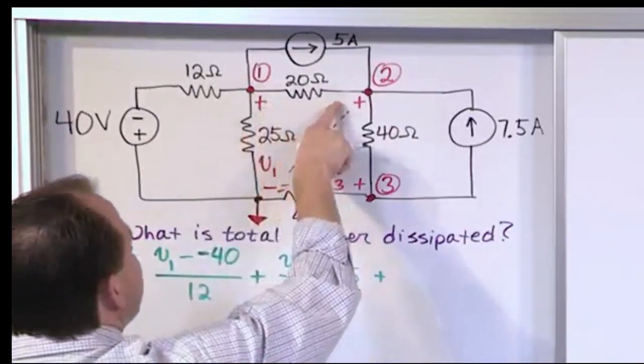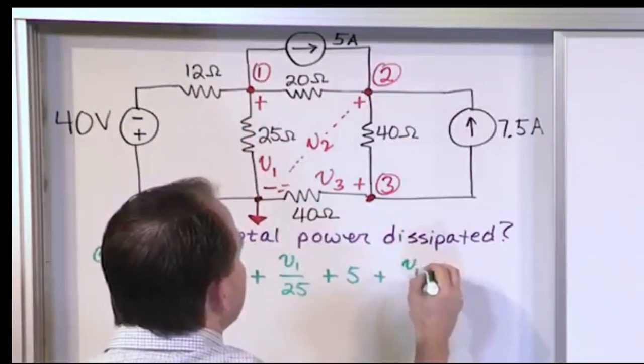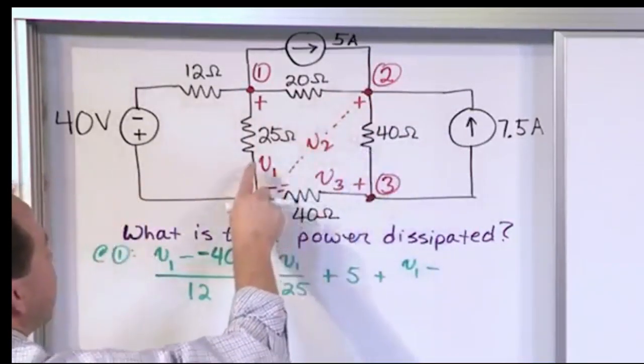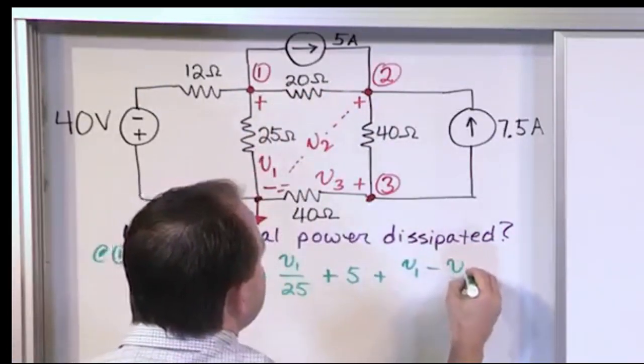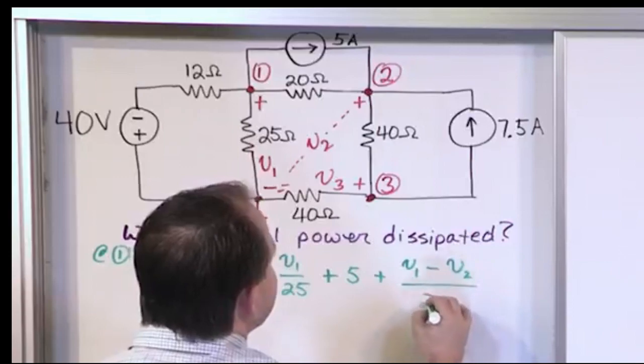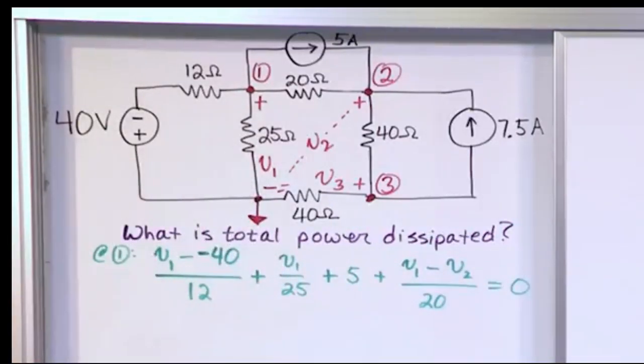And now we have the 20 ohm resistor up here. So you pop up to V1, subtract V2, that's going to get you back down to your reference point and give you the voltage drop across there, and you divide by 20. And that's equal to 0. So that's the node voltage equation for node number 1. All right.